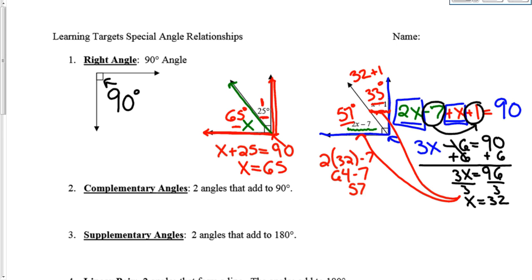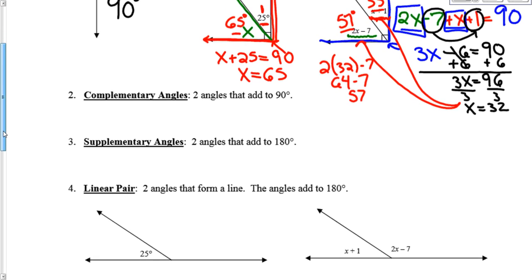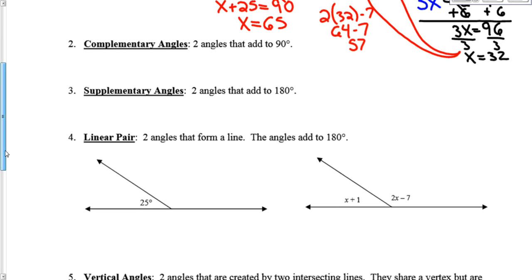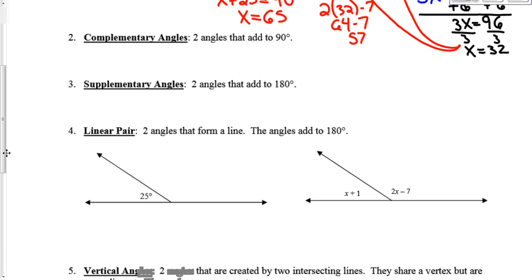All right, let's continue on. If you notice you are having trouble or difficulty solving equations, please talk to your math teacher and come in for some extra practice. All right, our next vocabulary word is complementary angles.